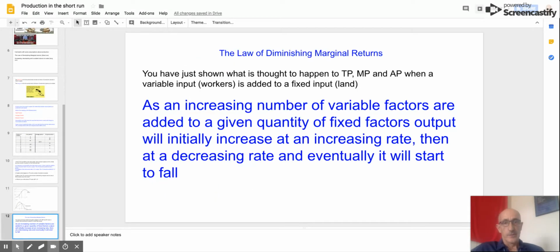So final comment on this is the law of diminishing marginal returns. This is the assumption that everything in the theory of the firm is based upon. As an increasing number of variable factors, in this case labour, are added to a given quantity of fixed factors, output will initially increase at an increasing rate, then at a decreasing rate, and eventually it will start to fall.